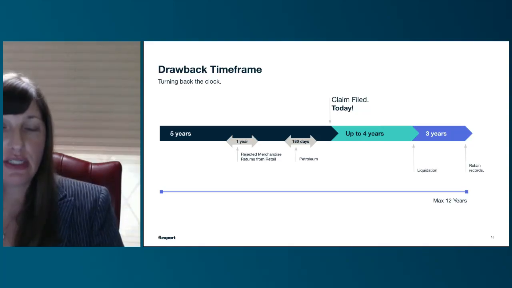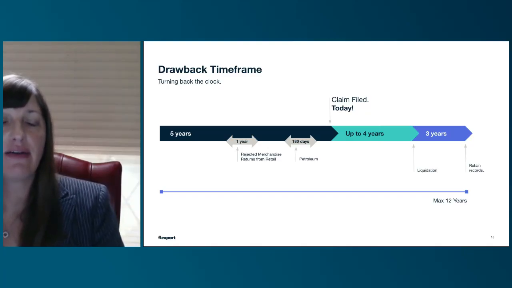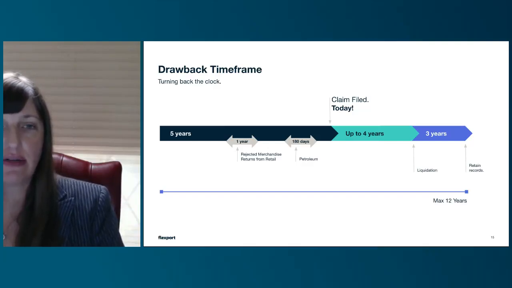Note that the liquidation date may be extended up to 3 times. A drawback claimant must ensure they're maintaining proper records for 3 years after the date of liquidation, which could be as long as 12 years from the date of import.